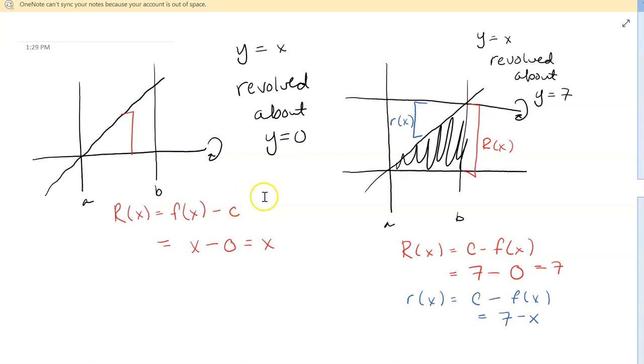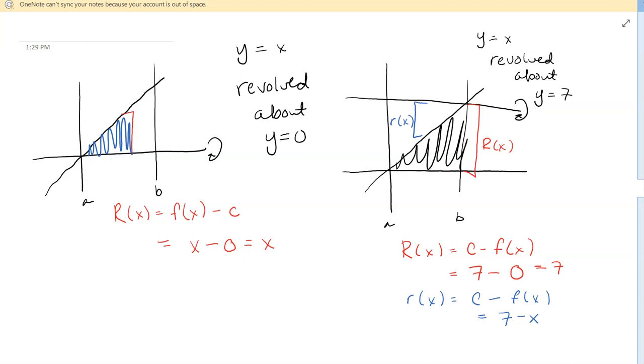In this video, we're going to look at what happens when our axis of revolution is not either the x or the y axis. So in previous examples like this one, you have y equals x revolved around y equals 0, the x-axis here. You would be looking at the R of x as the distance between the shape here, the outermost portion of the radius, and the axis. And so in this case, c happens to be 0 because it's y equals 0.